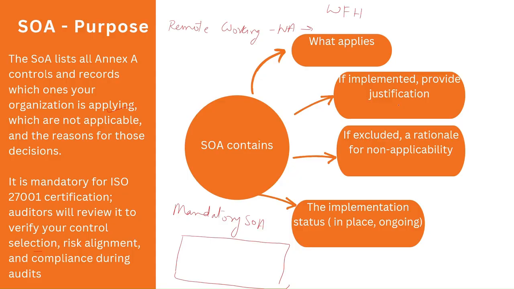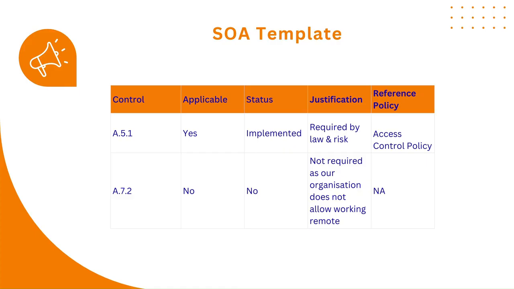Majorly, it will contain these 4 items. What applies, which control you're going to apply, and which control you're not going to apply. Okay, that is something that you will mention. If implemented, provide justification. Even if it is implemented, you have to give justification why you are implementing. If it is excluded, a rationale for non-applicability. You have to also provide a justification as to why you're not implementing it. The implementation status. Sometimes what happens, you're implementing it, but it is still not completed. There's some dependency on some teams and it is still not done. So at that point of time, you have to mention, okay, this has been completed, or it is in progress, or it is on hold, whatever is the status, just mention there.